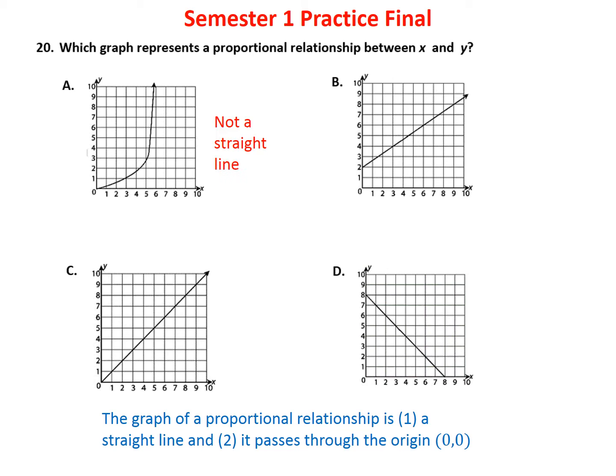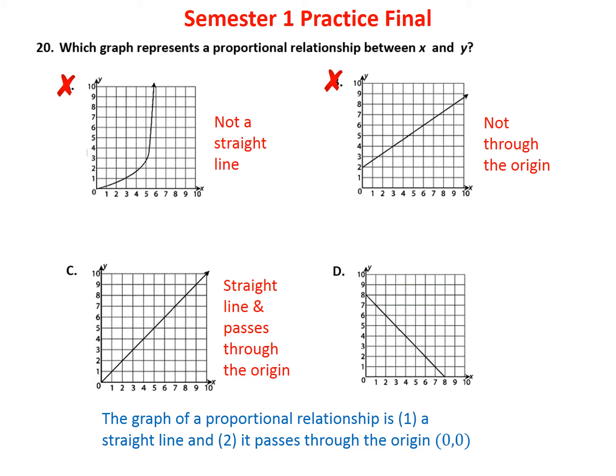So we look at the first one. The first one is not a straight line. If you look at that, it's curved, so that's not a proportion. The second one is a straight line, but it doesn't go through the origin, so that is not a proportion. The third one is a straight line, and it goes through the origin, so there's our answer. It's a proportion. The last one is also a straight line, but it does not go through the origin, so it is not a proportion. So the answer there is C.